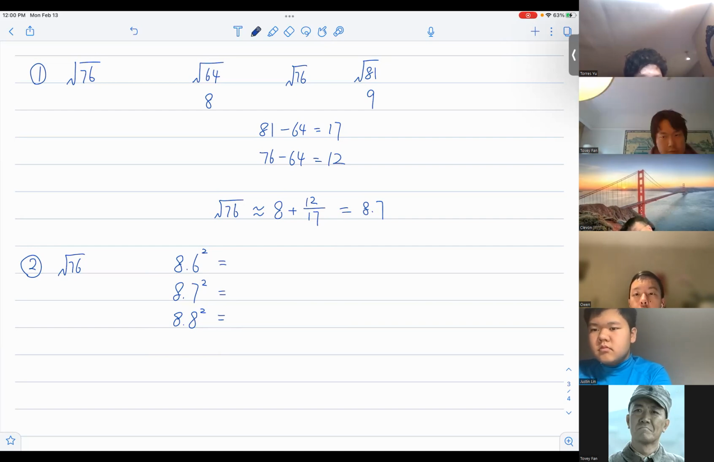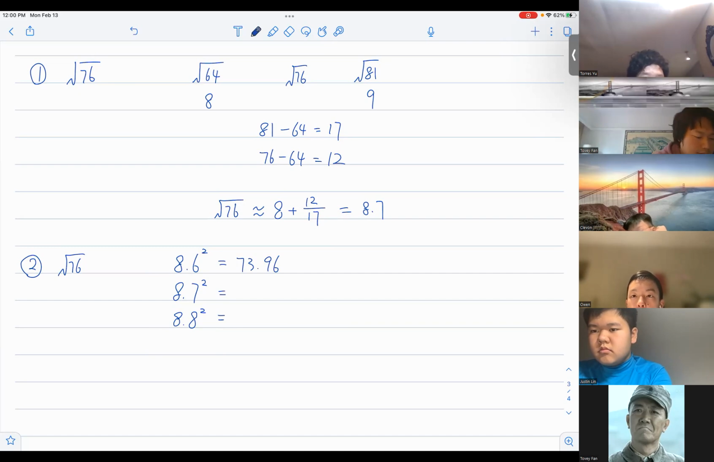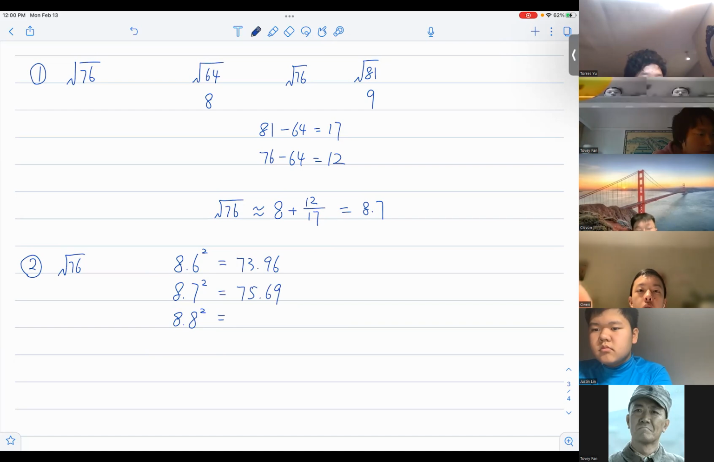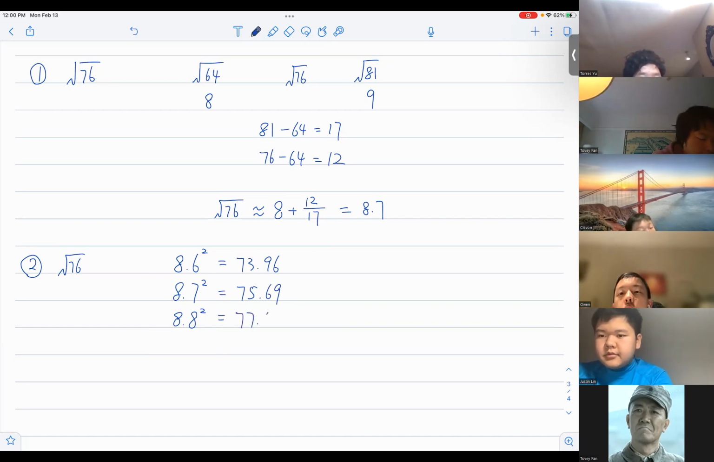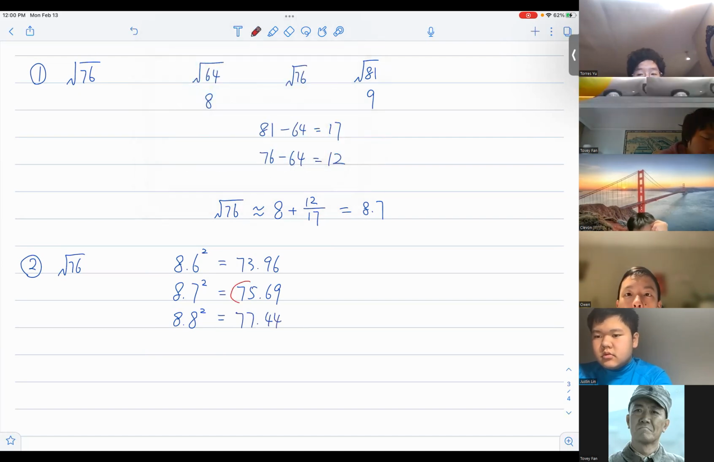So 8.6 squared is 73.96. 8.7 squared is 75.69. And 8.8 squared is 77.44. Then obviously for 76, this one is the closest. So that's why it's 8.7. Okay, so Clovan, does that make sense?